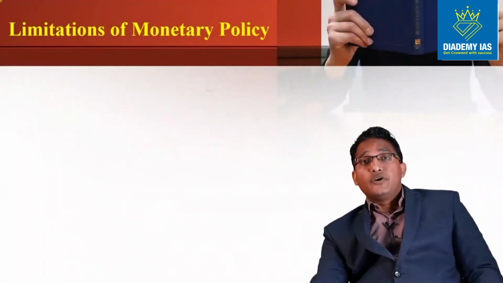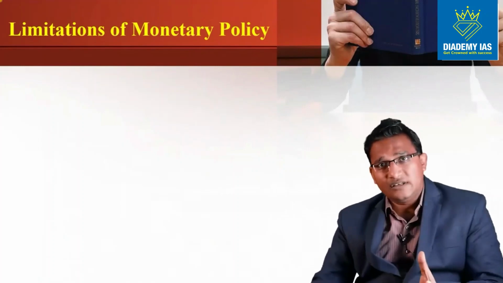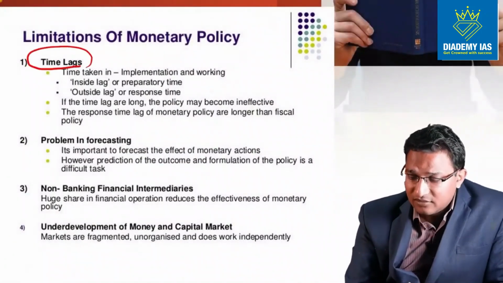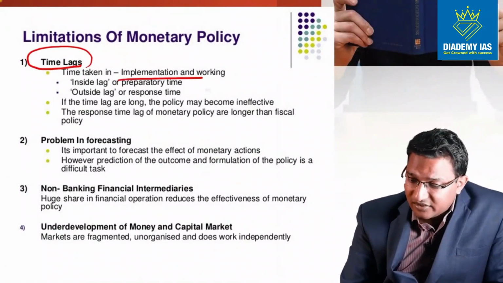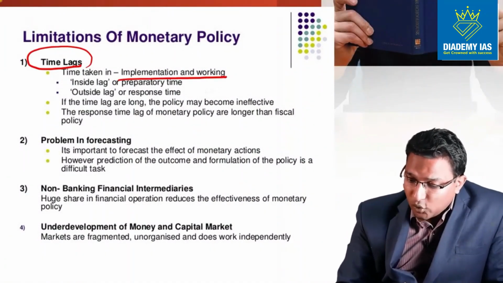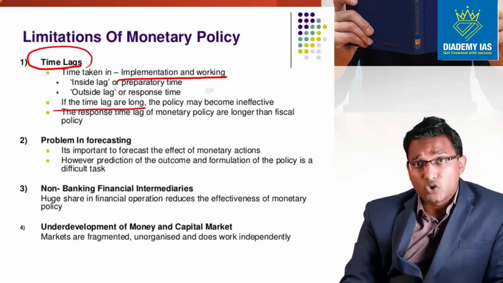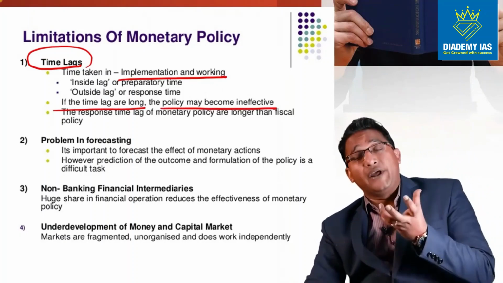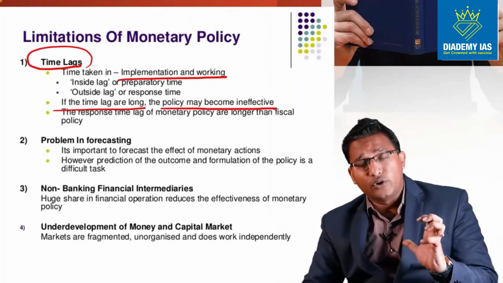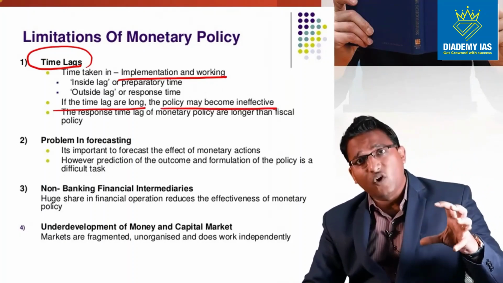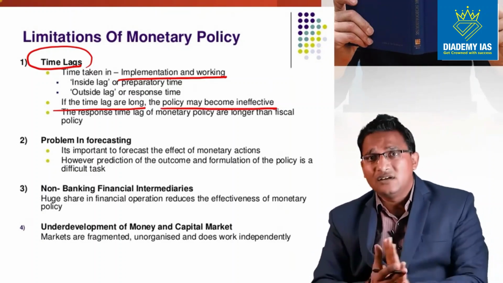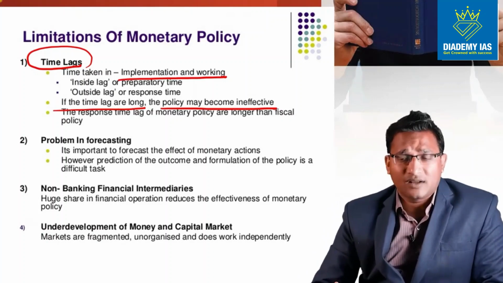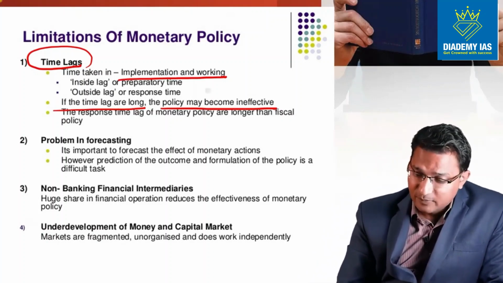Now, limitations of the monetary policy, most of them we have already seen. First, there is a time lag, right? Time lag in the implementation and the working. If the time lag is so long, the policy may become ineffective. So if the prices are too high today and we reduce the repo rate today, then it will take maybe 3-4 months. In these 3-4 months, there will be no impact upon the consumer. So it will have an adverse impact.